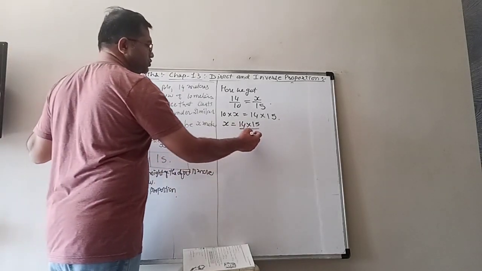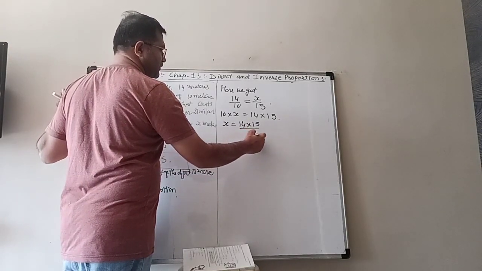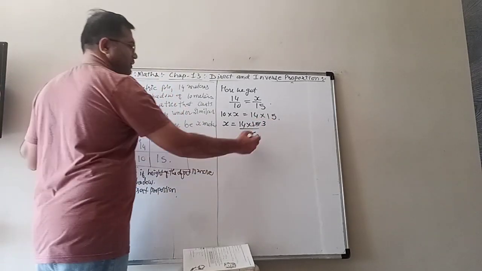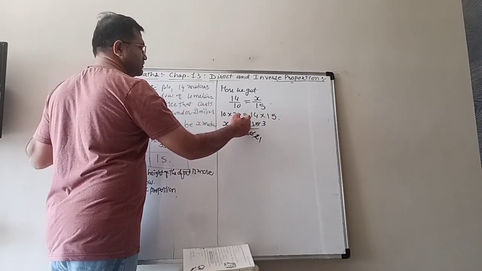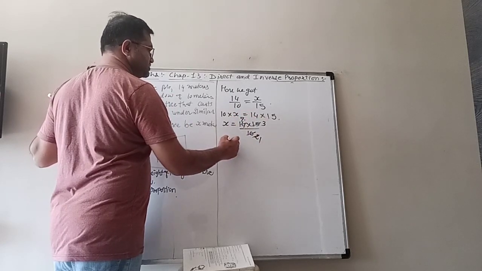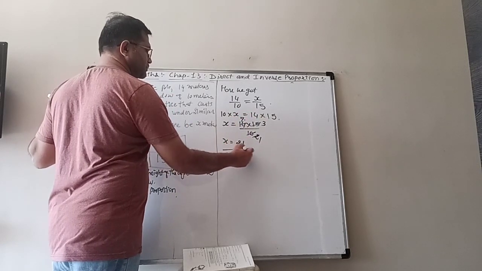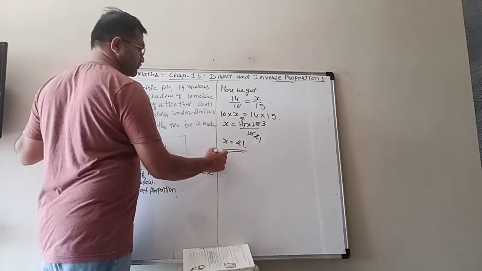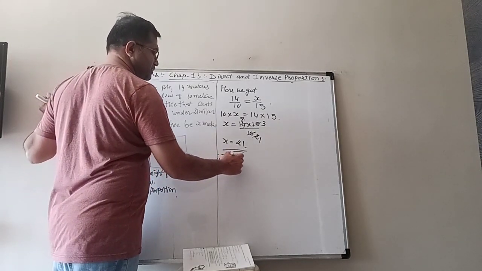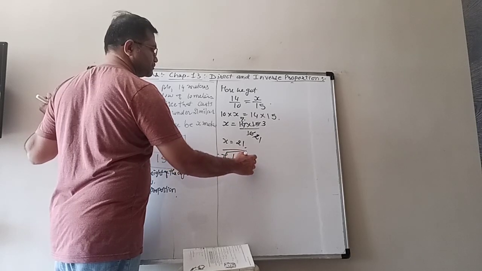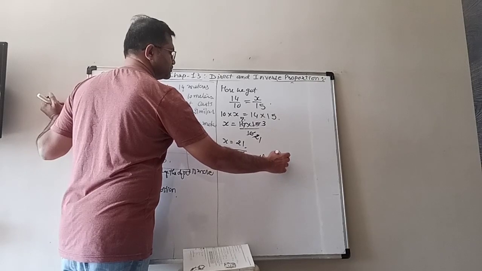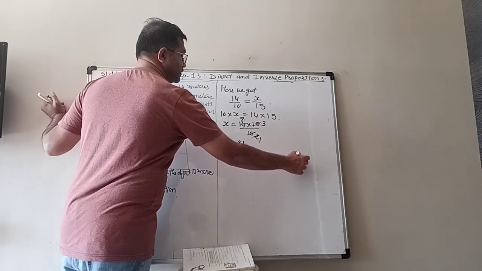So now we will do the cancellation here. 5 twos are 10, 5 threes are 15, so 7 threes are 21. What is x? That is the height of the tree. Therefore, the height of the tree is 21 meters.